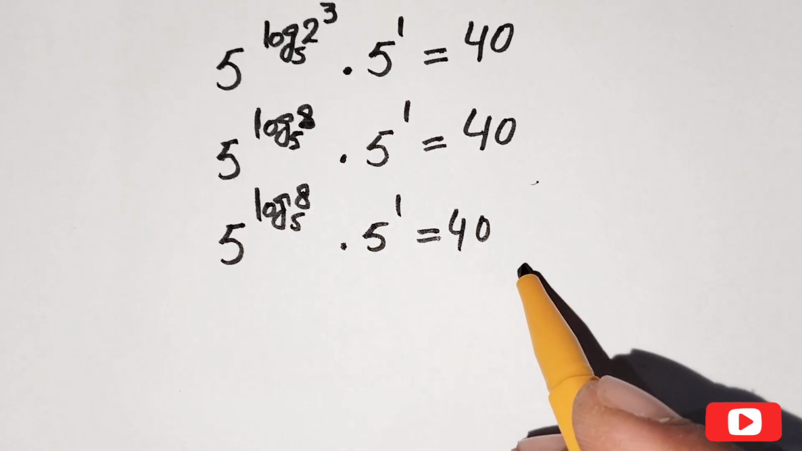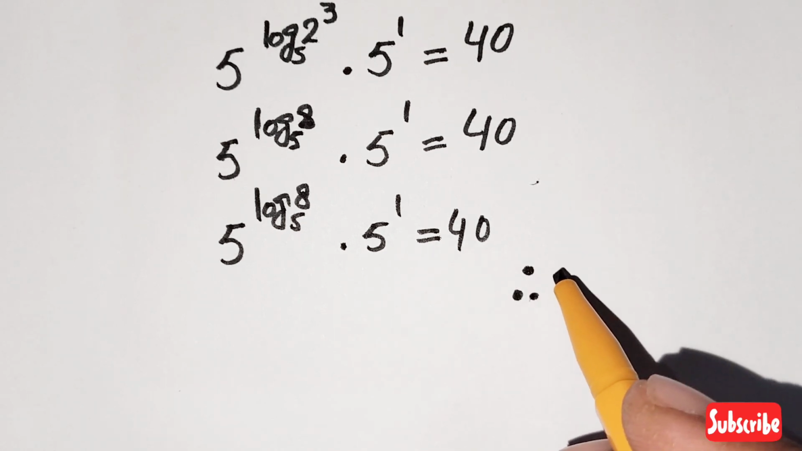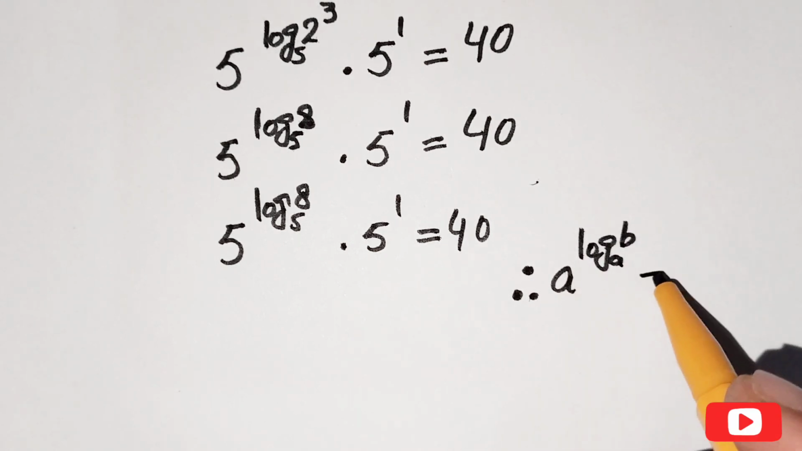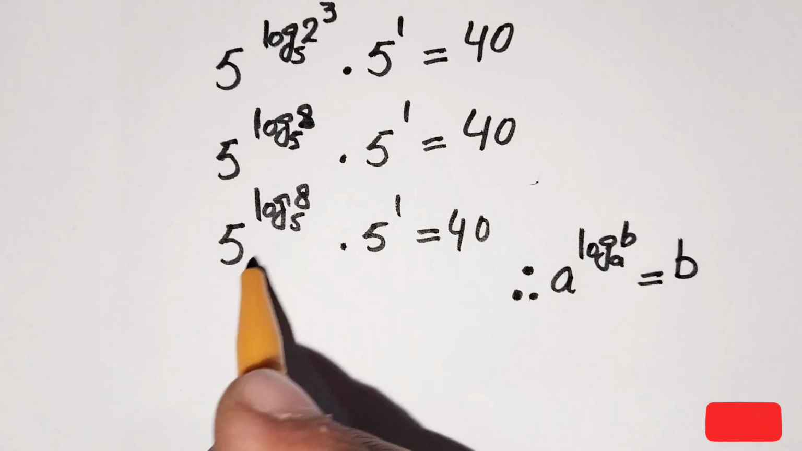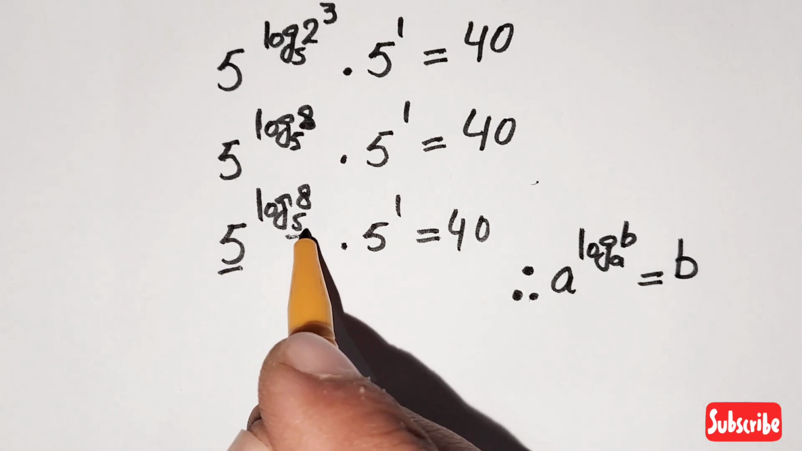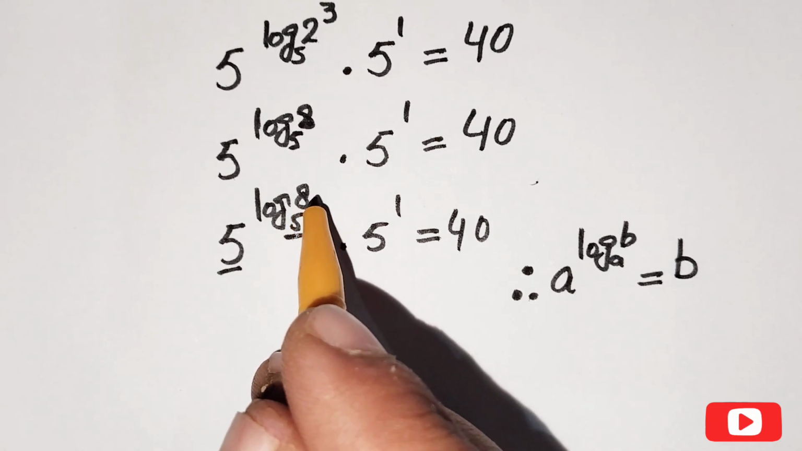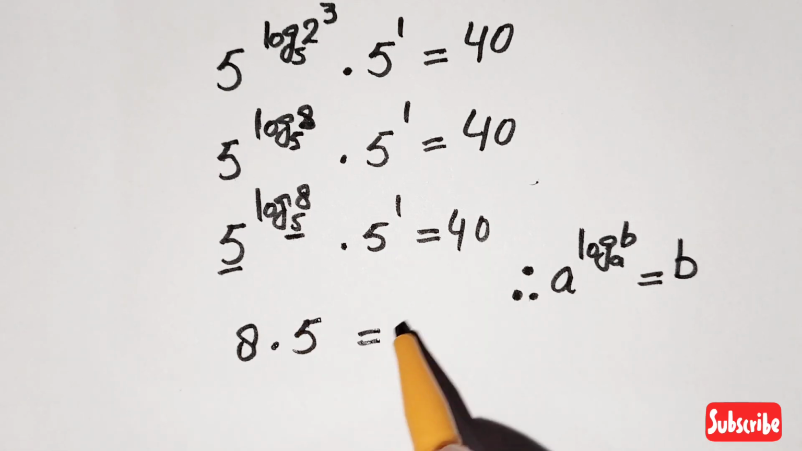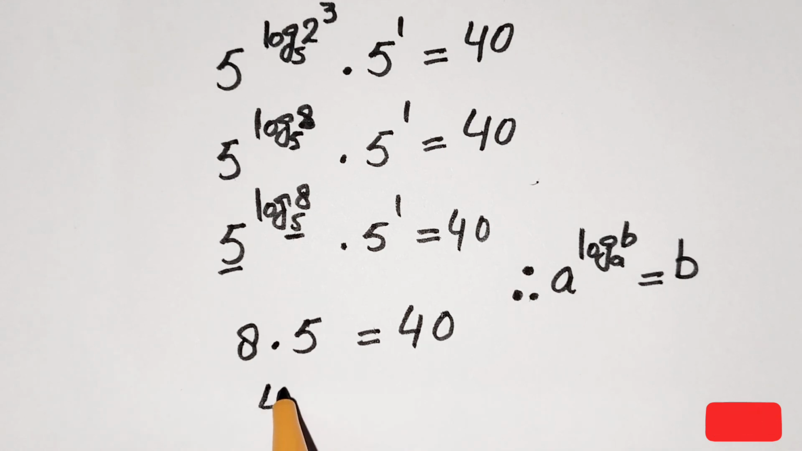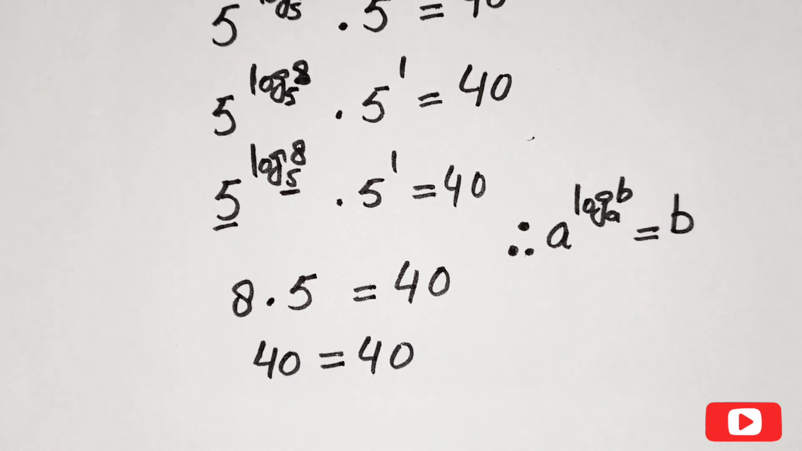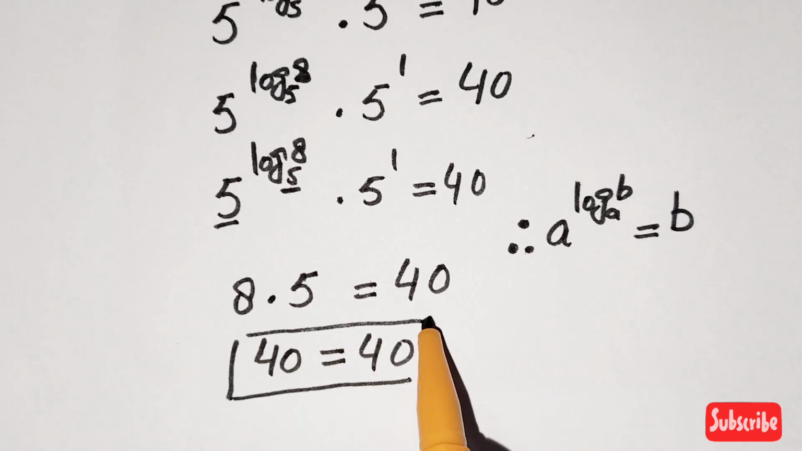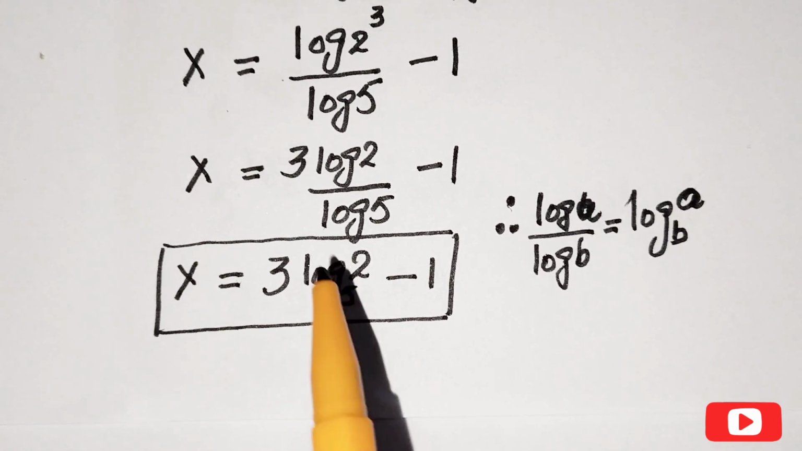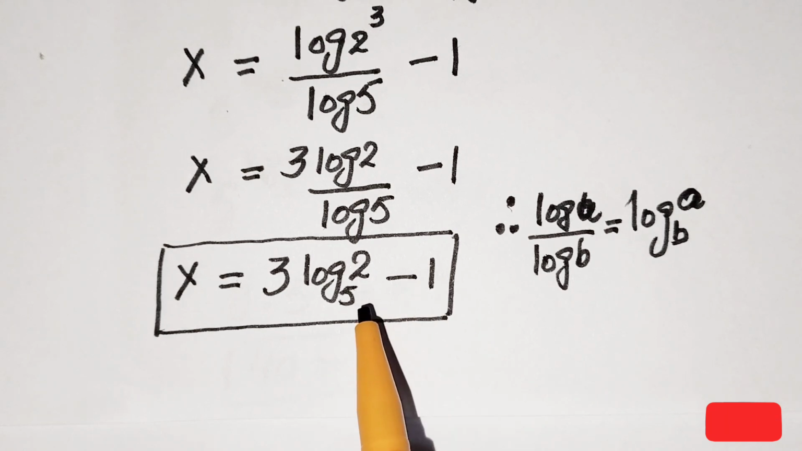So we are going to use this logarithm formula, that if we have a raised to log b with base a, then it is equal to b. So it becomes 8 times 5, which is equal to 40. Hence 40 is equal to 40, it means left hand side equals right hand side. So our answer is correct, that the value of x is equal to 3 log 2 with base 5 minus 1. So it is our result.